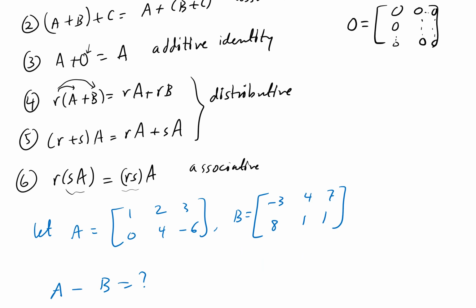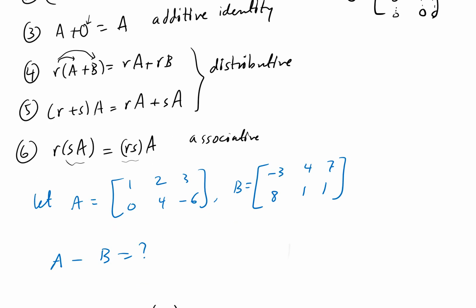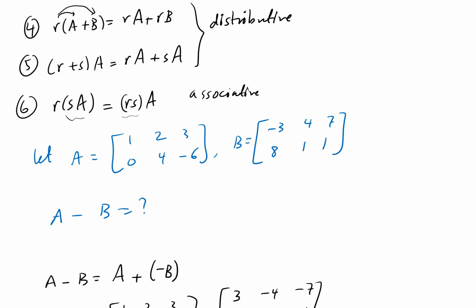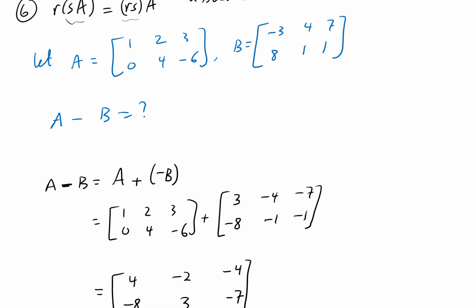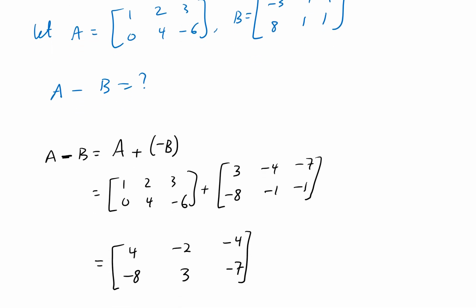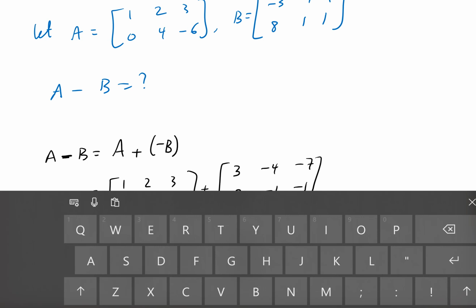So try the next one. Matrices A and B are given, find A minus B. All you have to do is subtract the entries, 1 minus negative 3. So A minus B, you can write as A plus negative B. You keep A the same, plus multiply the entries in B by negative, and now it becomes addition, which is 4, negative 2, negative 4, negative 8, 3, negative 7. You don't have to switch the negative to addition, but you can go straight forward into it.